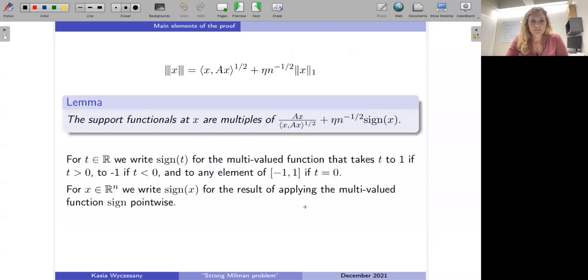Okay, so having this proposition, let us start analyzing our proposed normed space. One can easily calculate the support functionals wherever the norm is differentiable, then it is very nice. But when it isn't, then I'm writing sign of x to be a multi-valued function that takes t to 1 if t is positive, to -1 if it is negative, and to any element of [-1, 1] if t is equal to 0. That's how I'm dealing with this non-differentiability issue.